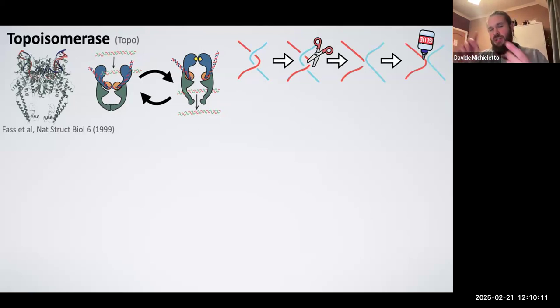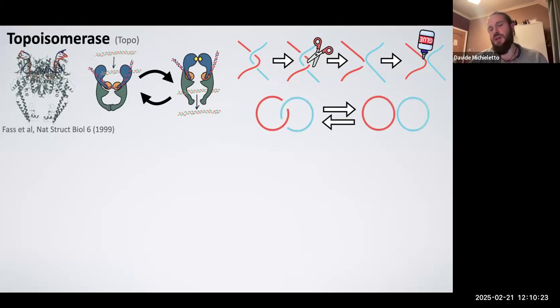By doing this, you change a crossing, but by changing one local crossing, you can also change the topology. In fact, if you take two rings and you do this operation, what you get is two unlinked rings. And you can also do it the other way around with topoisomerase. In some conditions, topoisomerase does this: from two unlinked plasmids, let's say, it links them back.